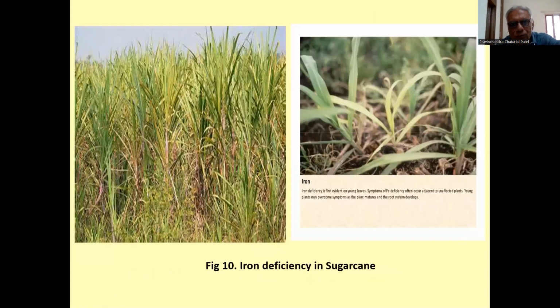Then iron deficiency in sugarcane crop. In Gujarat, sugarcane is grown in South India, Surat, Valsad, and Navsari districts. So you can see.